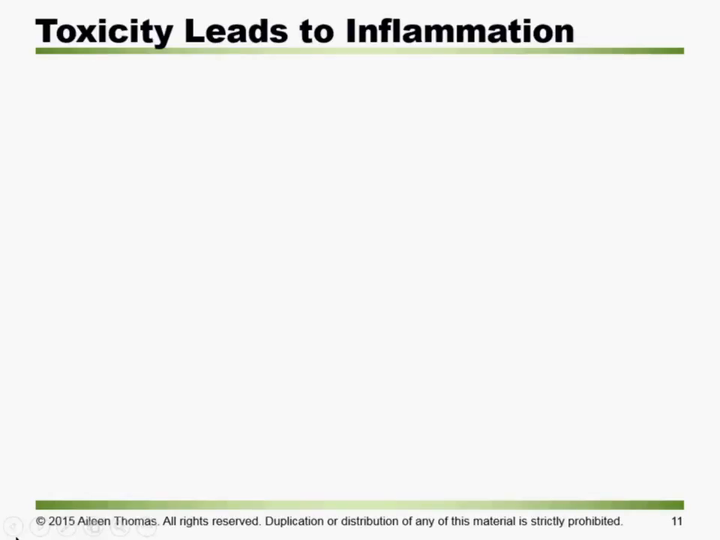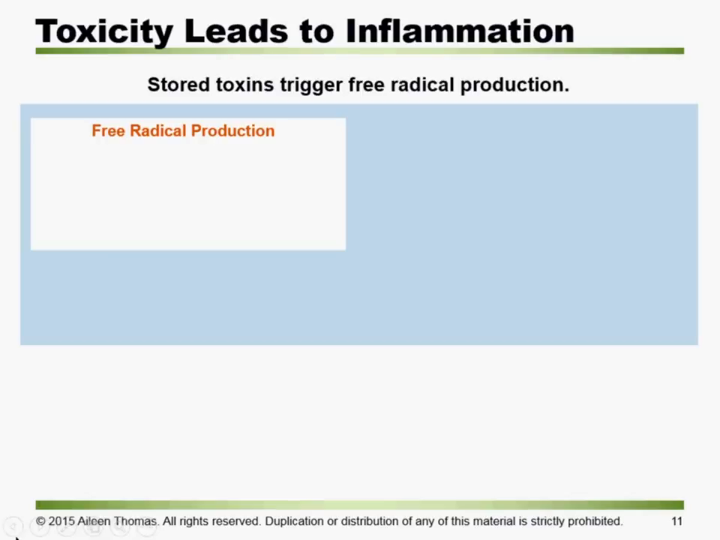We've now seen how our bodies become toxic, but what's going on behind the scenes? Stored toxins trigger free radical production. You may have heard of free radicals, yet another buzz term that a lot of people have heard of, but very few actually understand. Free radicals are damaged molecules. They've lost an electron, so they go around the body looking to steal an electron from a healthy molecule, and in the process, they turn those healthy molecules into more free radicals.